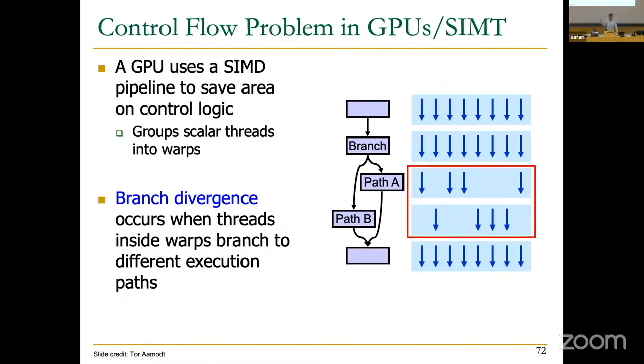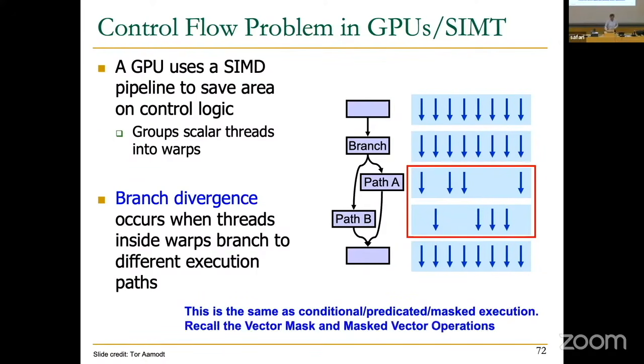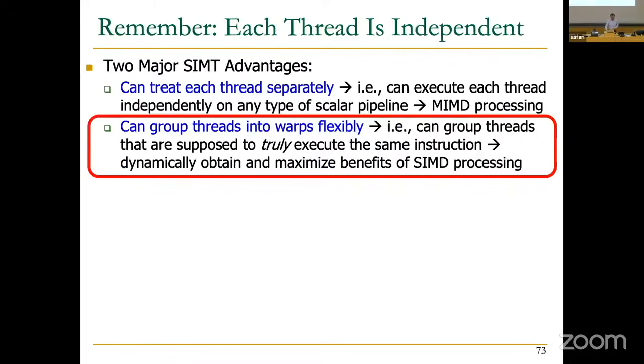So this is basically what we've seen earlier, right? This is actually conditional execution or predicated execution or masked execution. We've done something very, very similar in vector processors, except it was not flexible. The programmer needed to handle this using vector masks. Here, the programmer doesn't need to handle it. Hardware is handling it. Yeah, vector mask and masked vector operations.